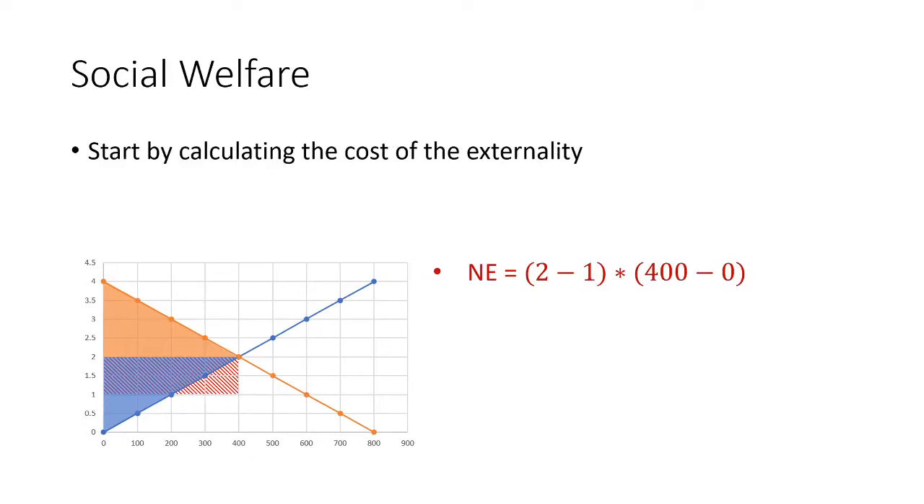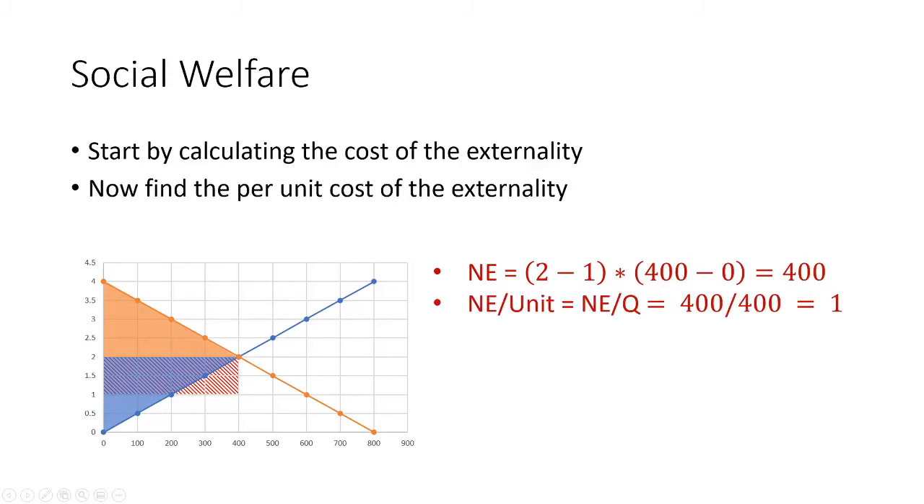So we'll start by calculating the cost for externality. Here is our regular market for gasoline. Our equilibrium price was $2 and our equilibrium quantity is 400 gallons. So our negative externality at the equilibrium price and quantity is just going to be the area of this rectangle, which is $2 minus $1, right over here, $2 minus $1. And 400 minus 0. So 400 right here minus 0. So we have 1 times 400. That's the area of that rectangle, which equals 400.